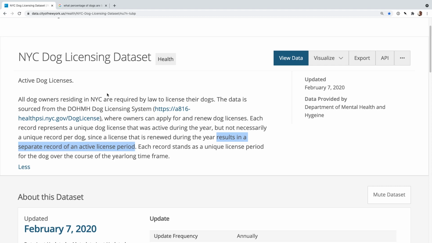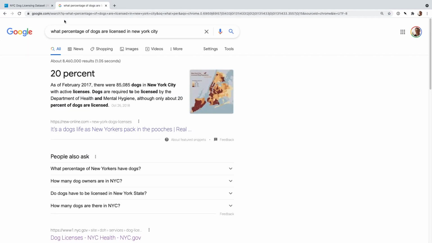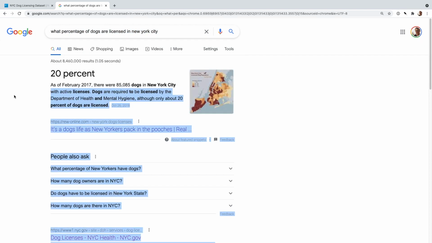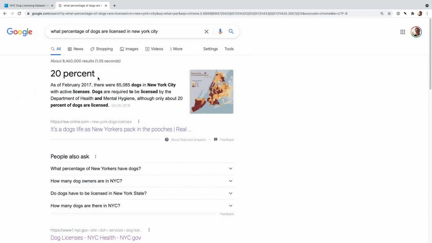The other thing I would say about this paragraph is that, going back to the first sentence, all dog owners are required by law to license their dogs. Does that mean that they all do? Good question. I asked Google what percentage of dogs are licensed in New York City, and the answer turns out to be 20%. So one-fifth of the dogs in New York City are licensed. That means four-fifths are not. They're running around without a license.